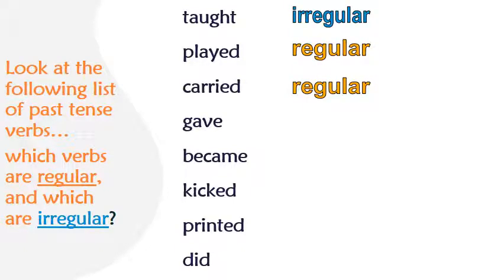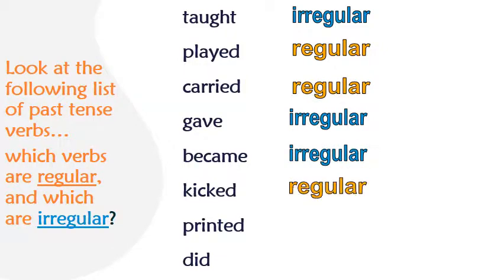Gave, there's no ed, then it's not regular, it's irregular. Became, it doesn't have ed, then it is irregular. Kicked, it has ed, then it is a regular verb. Printed, it has ed at the end, then it's a regular verb. Did, it doesn't have ed, then it is an irregular verb.